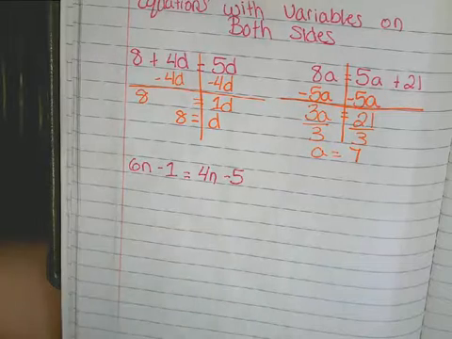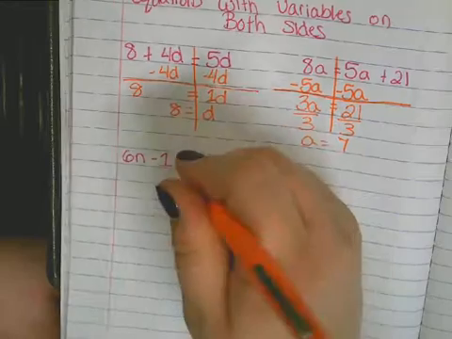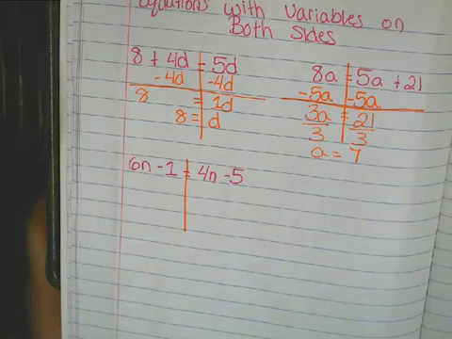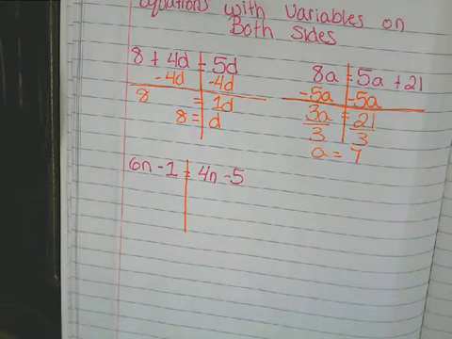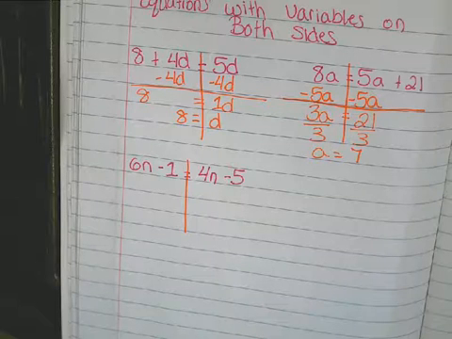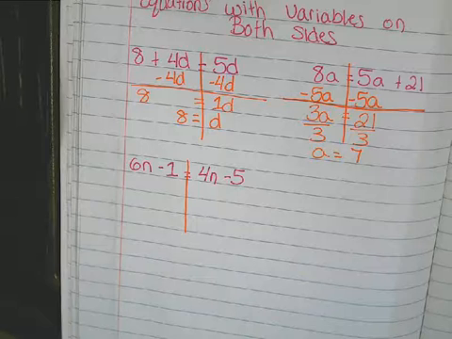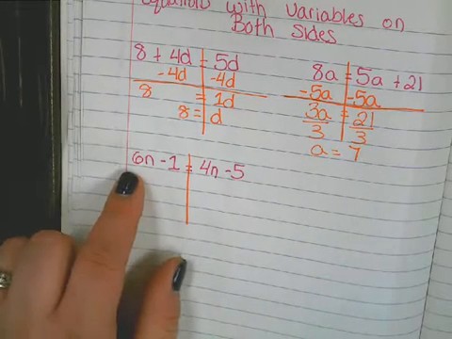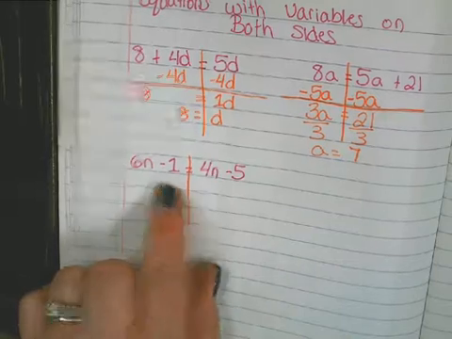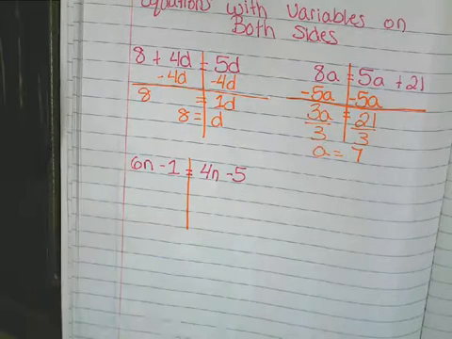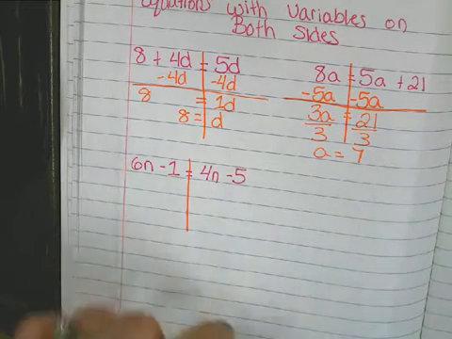Put a line at the equal sign. Okay, now with these, the nice thing is, there's multiple ways to solve this one. As long as you do the opposite operation of something, your first step, you cannot mess up. So whether I wanted to subtract 6n, whether I wanted to add 1, whether I wanted to subtract 4n, or whether I wanted to add 5. As long as you do the opposite of each thing, it doesn't matter what you start with.